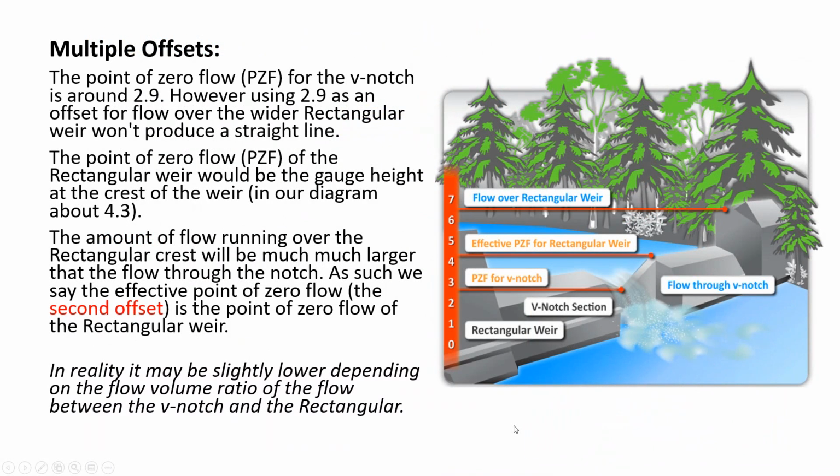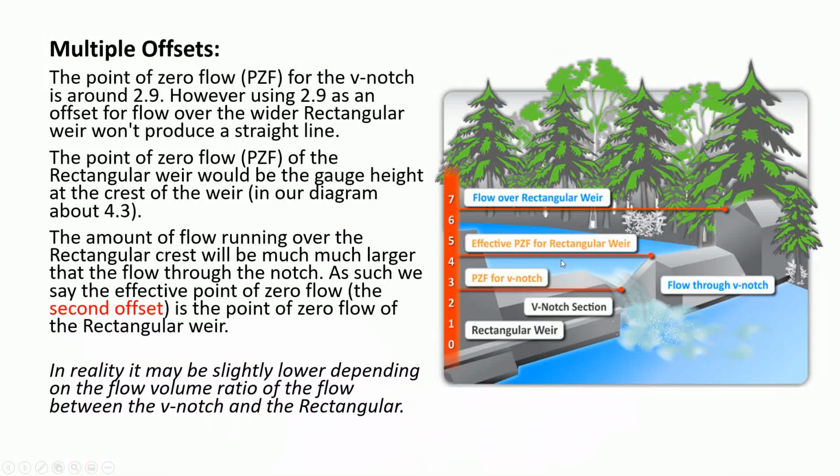So in the case of multiple offsets, the point of zero flow for the V-notch weir, as you can see here, is around 2.9 meters. However, using 2.9 as an offset for the flow over the wider rectangular weir, the rectangular one here, won't produce a straight line. The point of zero flow of the rectangular weir would be the gauge height at the crest of the weir, at this point here, which is about 4.3.